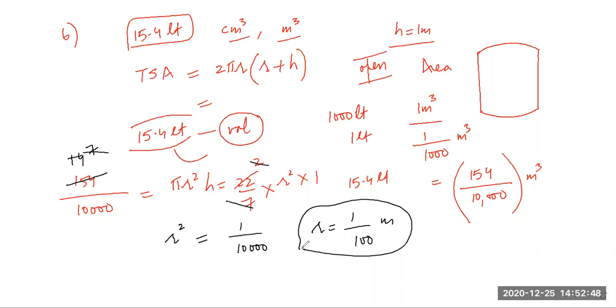So r will be equal to 1 by 100 meter. So simple. Is it right or wrong? Or have I done something wrong? Can you check the answer? Anyway, we can do it again if there is a doubt. You see, 154 divided by 10,000 is the volume. Volume is equal to pi r square h, 22 by 7 into r square into h. Now 11 to the 22, 11 ones are 11, 4, 14. Correct?